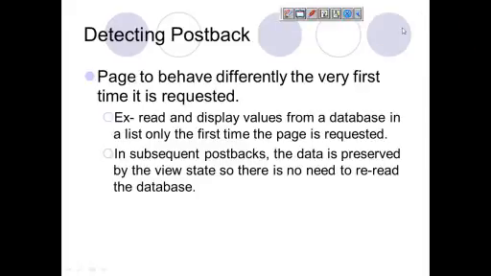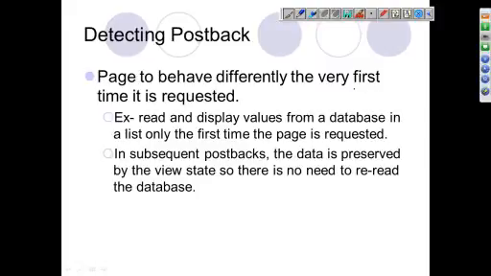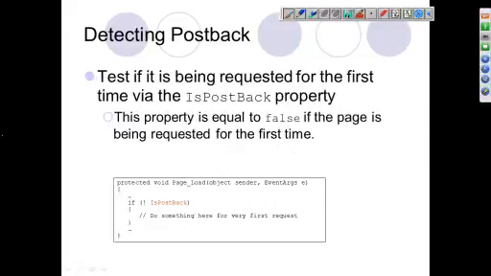Many times we want to write code which is different for the first request and the subsequent postback requests. So we need to detect whether this is a postback or not. There is a property which we use, the IsPostBack property. With this we detect whether this is a first-time request or not. We have already used this.